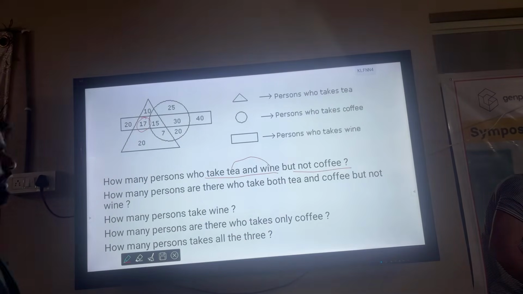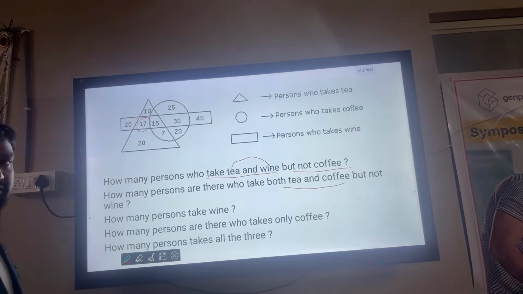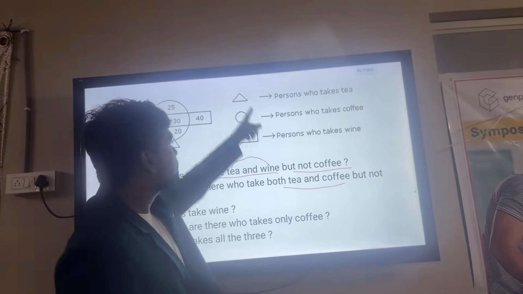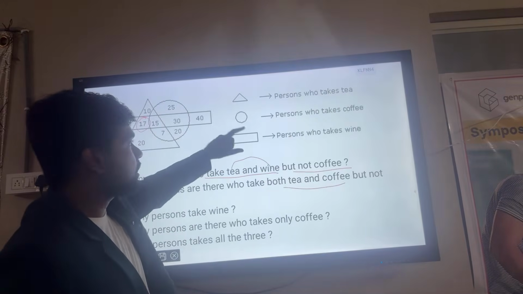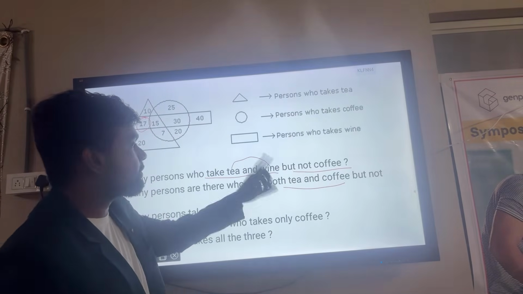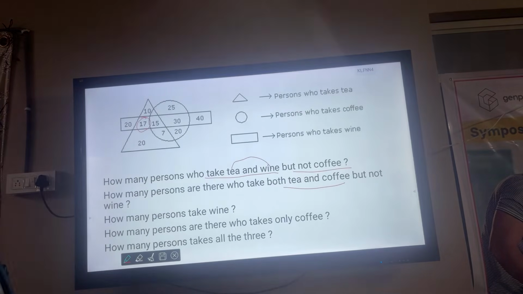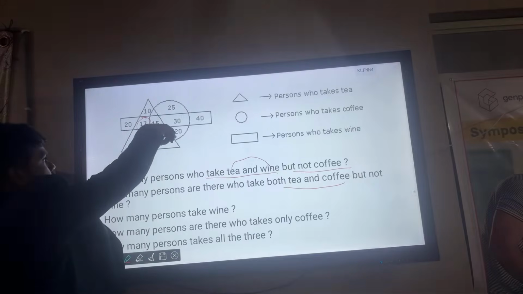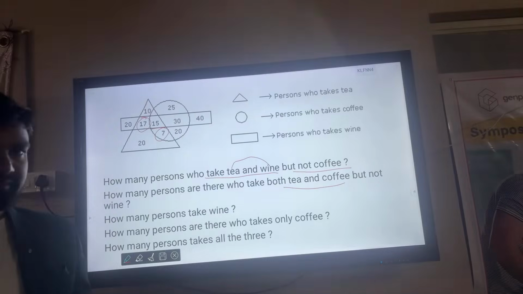How many persons take tea and coffee but not wine? They have to take tea and coffee. Tea means triangle, coffee means circle. They must be in triangle and circle, but not in wine, not in rectangle. Triangle and circle, but not related to rectangle. What is the answer? 7.